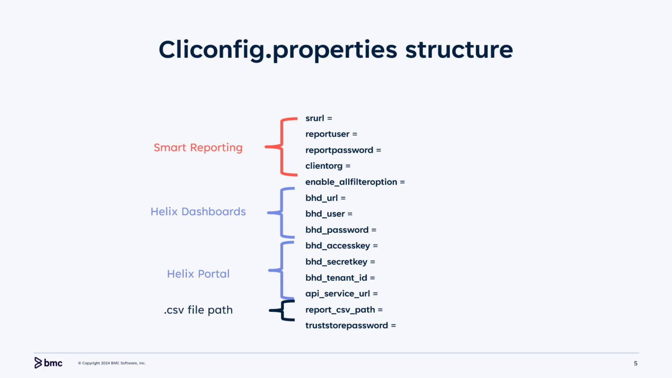The cliconfig.properties file is divided into 4 sections, which are identified in the structure as follows. The first section, in orange, shows the connection data for Smart Reporting. The second and third sections, in blue, show the login data for Helix Dashboards and Helix portal. Additionally, tenant ID and secret and access keys. The fourth section in black contains the file path of reports to be migrated.